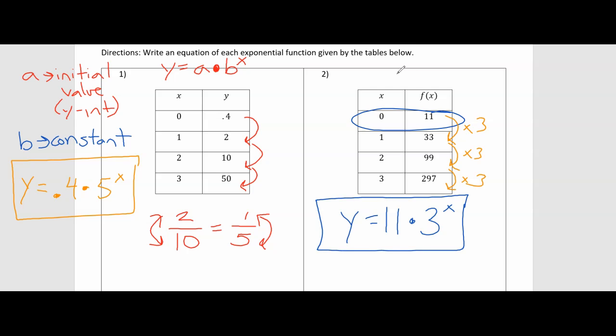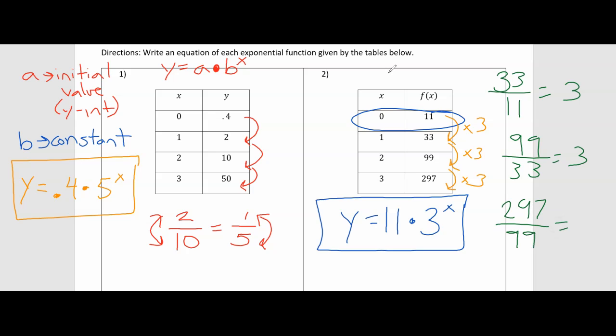That is our equation. Again, if you wanted to write out the ratios, you could. You do 33 over 11. That gives you 3. You could do 99 over 33. That gives you 3. Or you could do 297 divided by 99. That also gives you 3. So again, that's a way to figure out what the common ratio is if it's not clear to you.